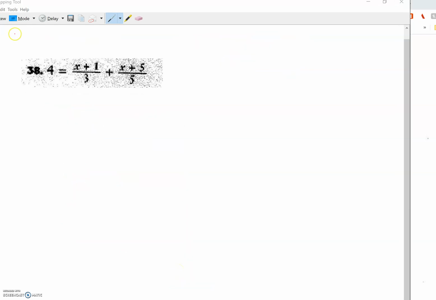Okay, so 38, this one's kind of straightforward. What's the LCM? Looking at your denominators, 3 and 5. What's the denominator underneath the 4? You're right, it's a 1. So our LCM equals 15. Multiplying everything by 15, including the 4. Don't forget brackety brackets. So you can write 15 at the front or 15 at the back. It doesn't matter. 15 times 4, I believe, is 60.